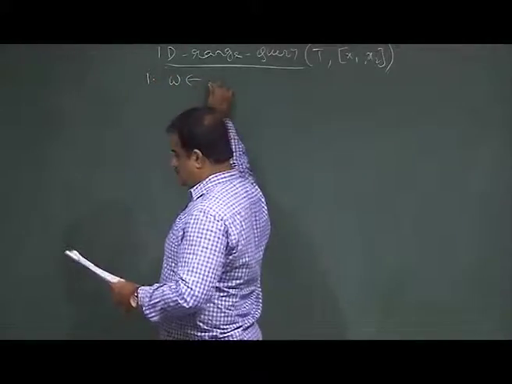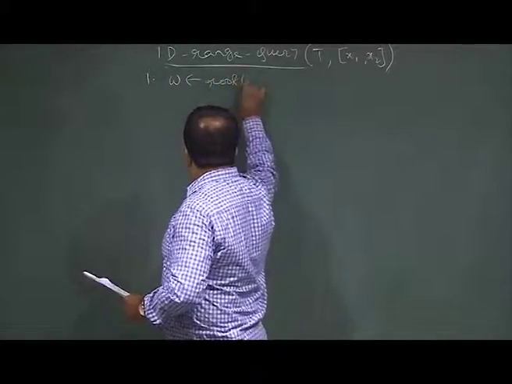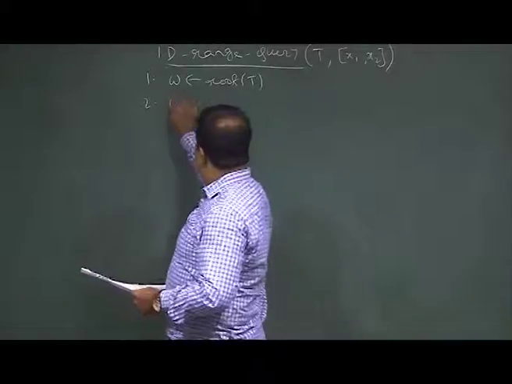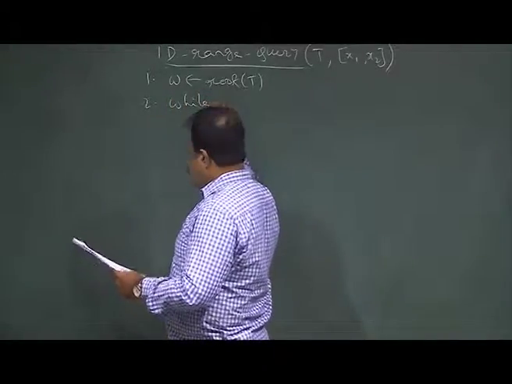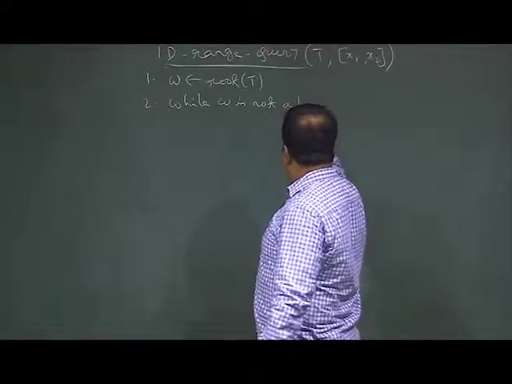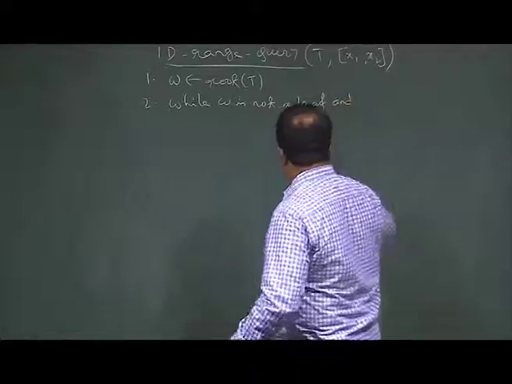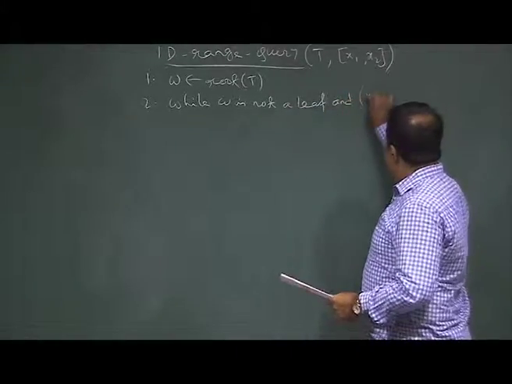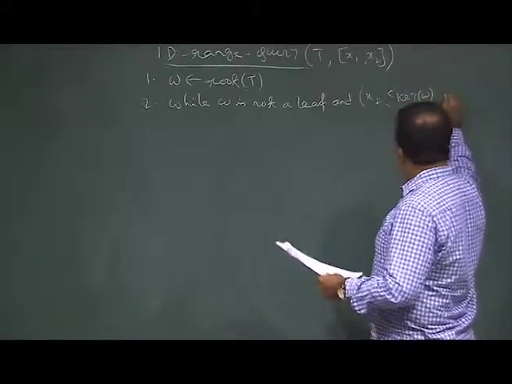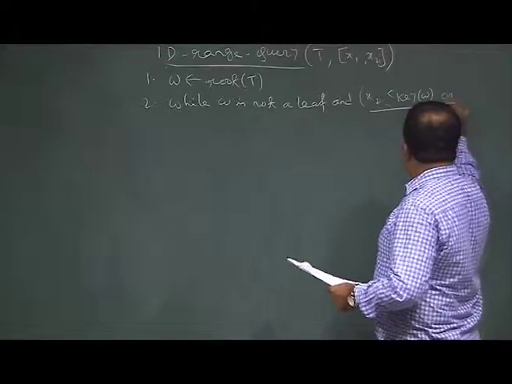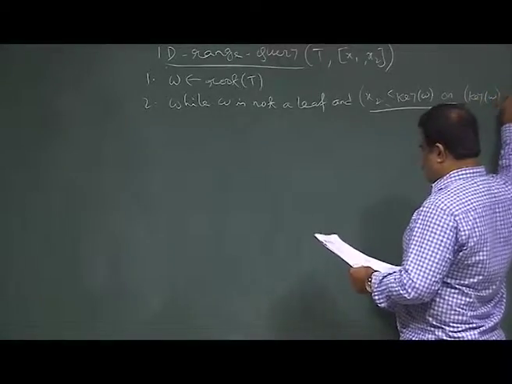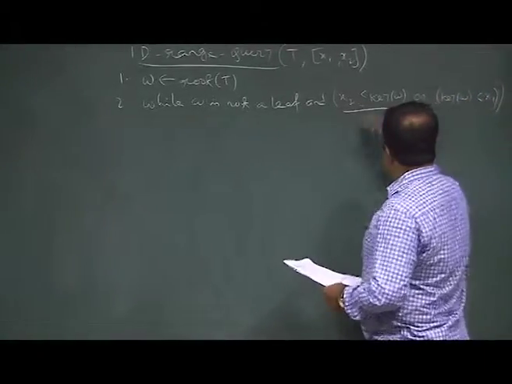We take W, the root of the tree, in W. Then we will continue until we reach a split node. While W is not a leaf and x2 is less than key of W, or key of W is less than x1. Okay.